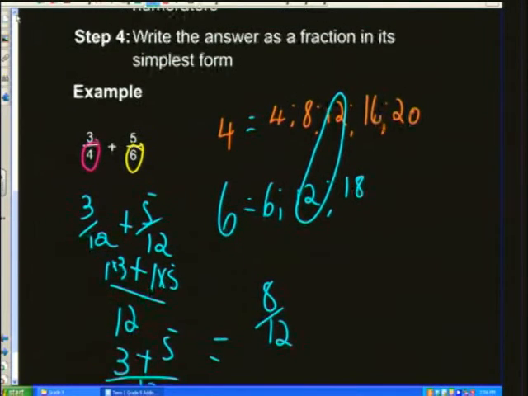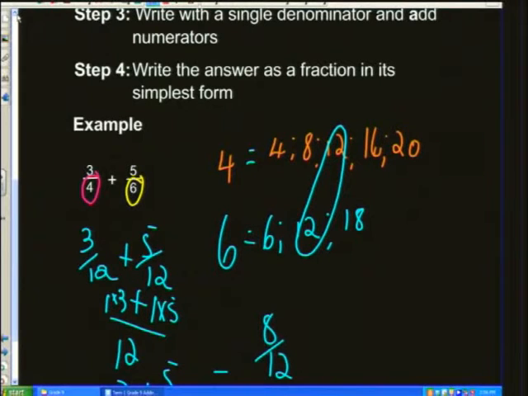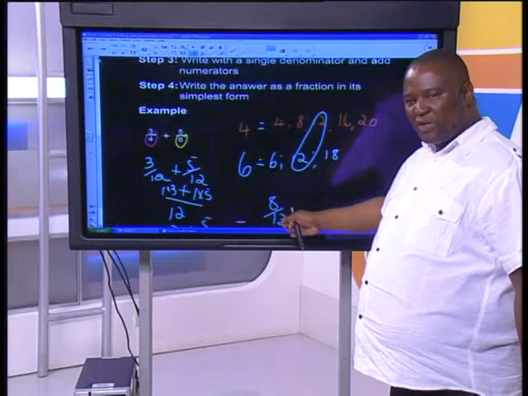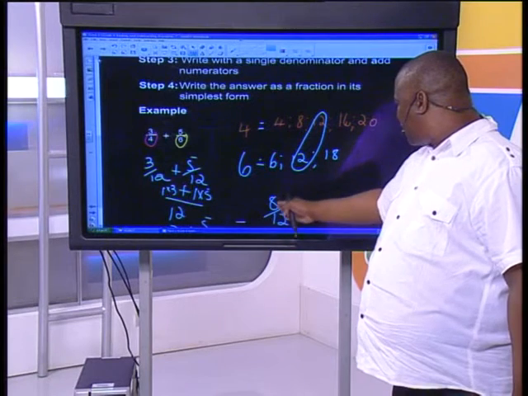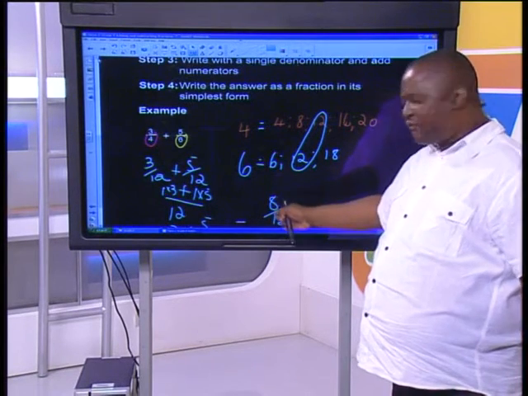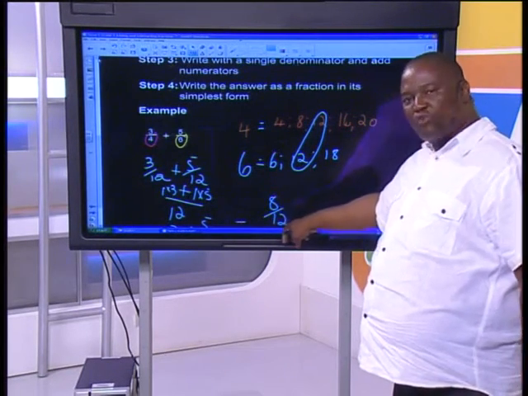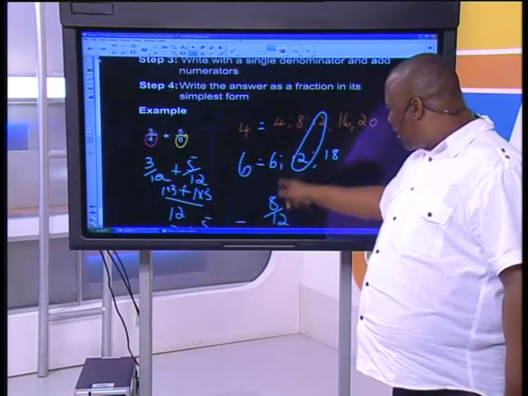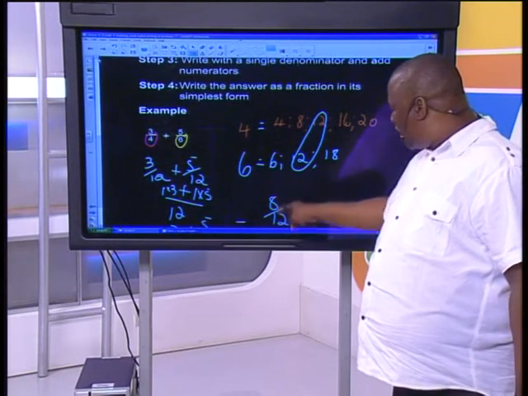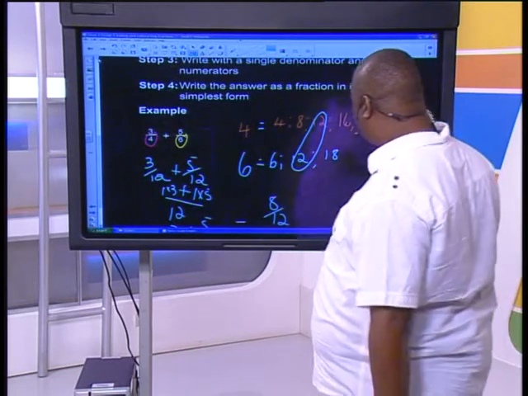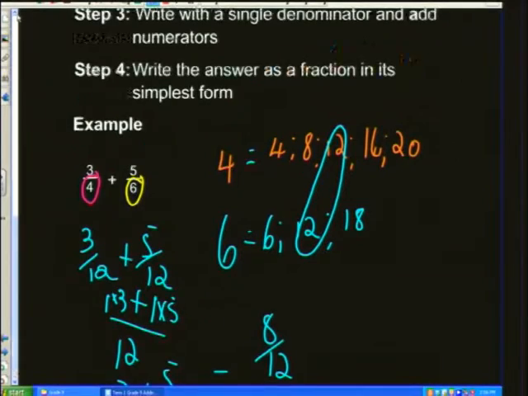So let's look at step 4. Write the answer as a fraction in its simplest form. What does it mean? If it is possible to simplify this fraction further, do it. So how are we going to do it? By getting the factors. We're going to look at the factors. If we could get the highest common factor of 8 and 12, which is common, and then divide 8 and 12 by that highest common factor.